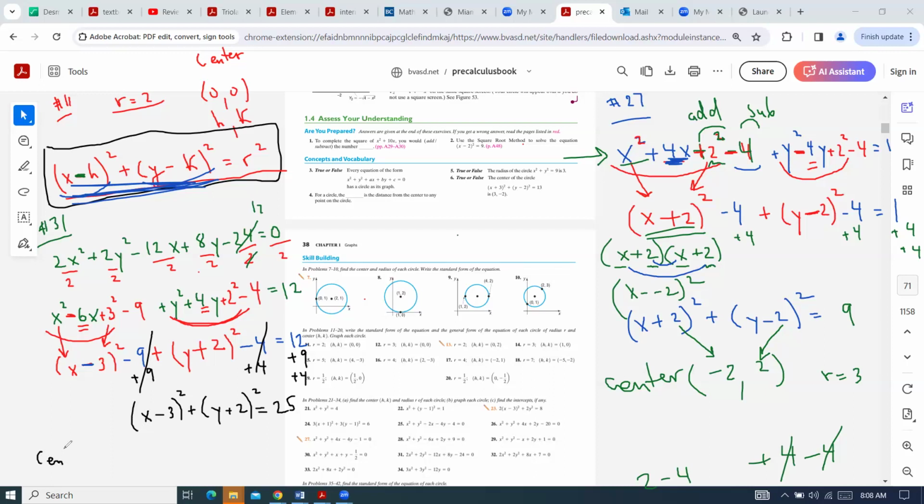So center will be coming from 3. First parentheses, say change sign, get 3. Second parentheses, say change sign of 2, get minus 2. And the radius, it is 5 squared. So if you wish, you can make a picture of it, but you don't have to.